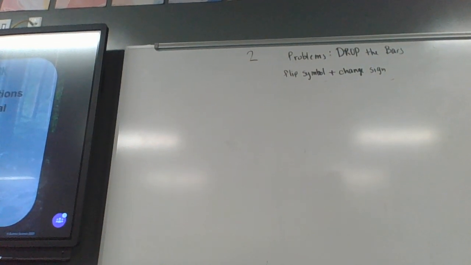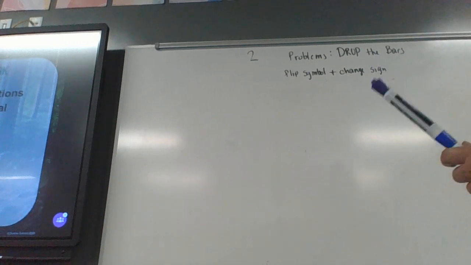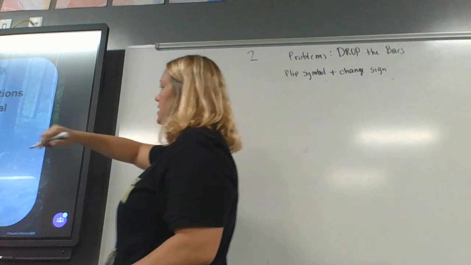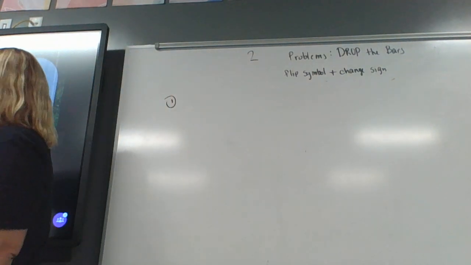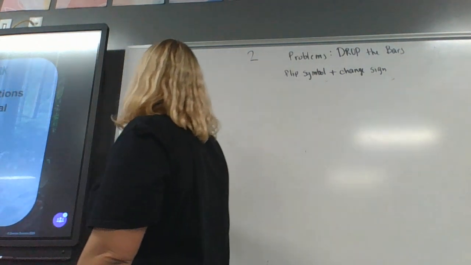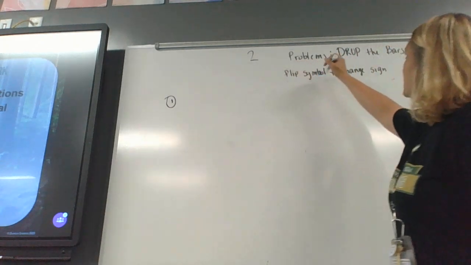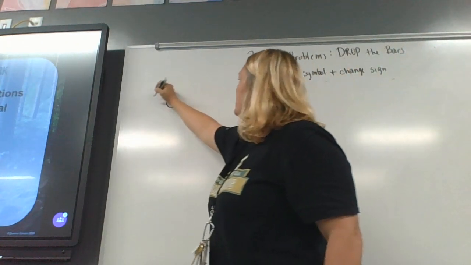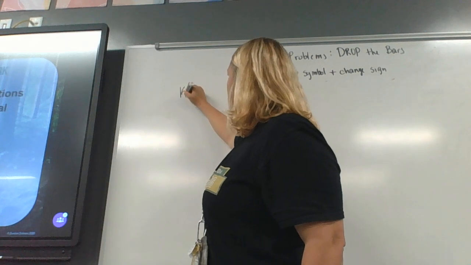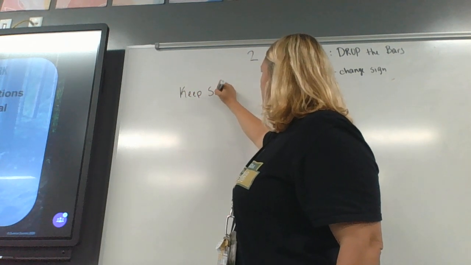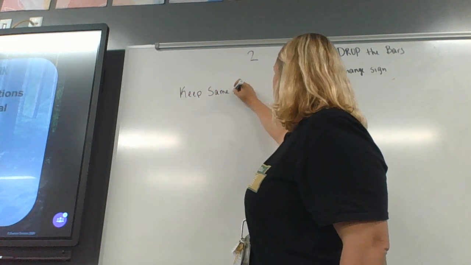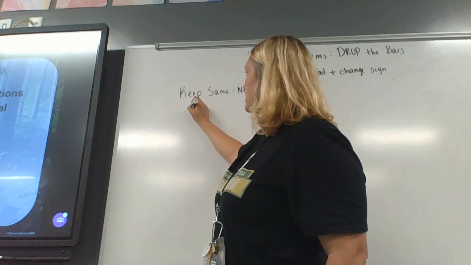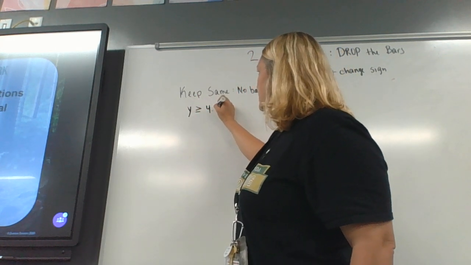Let's do the work. Alright, so for number 1, there's nothing going on in front or behind it, it's just y. So I can get right into the process of dropping the bars and solving. The first time I solve, I keep it all the same, but with no bars. So it would just be y is greater than or equal to 4.5.